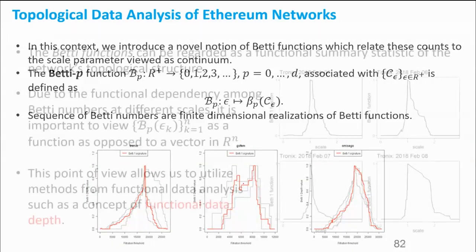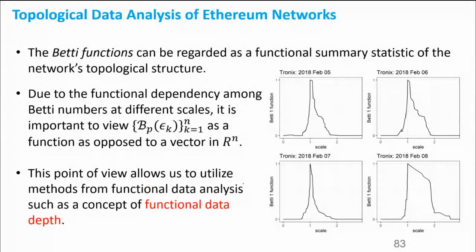I will go a little bit into detail about this. Don't worry if you are lost. The Betti functions can be regarded as a functional summary statistic of the network's topological structure. In this figure, for example, I am showing you Tronix on 4 different days, February 5, 6, 7, and 8. If I vary the scale parameter from, let's say, 0 to something, you see how the Betti function changes across days. Day 1 and day 2 are similar. Day 3 is a little bit similar, but on day 4 something is wrong. Look at how the Betti1 function changes.